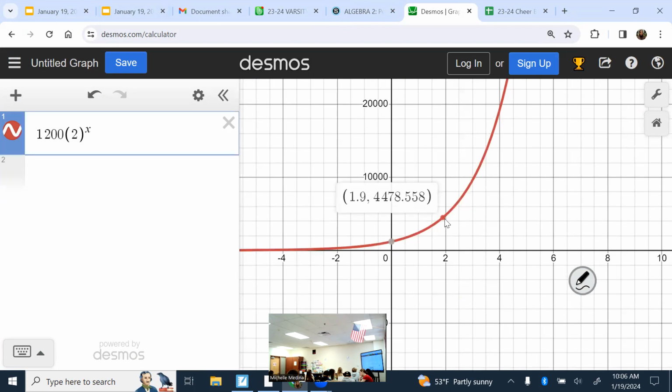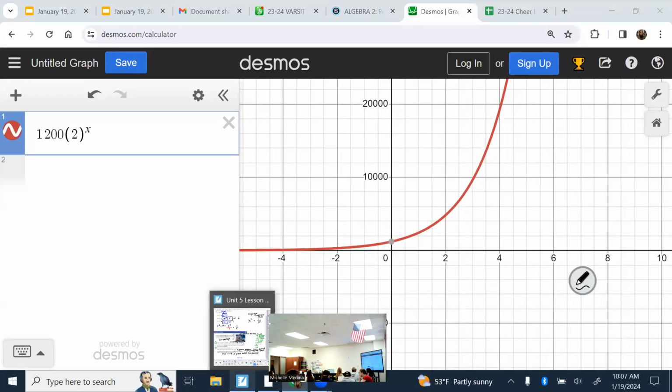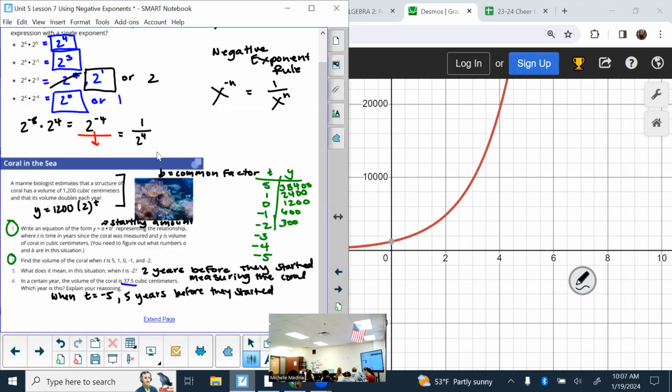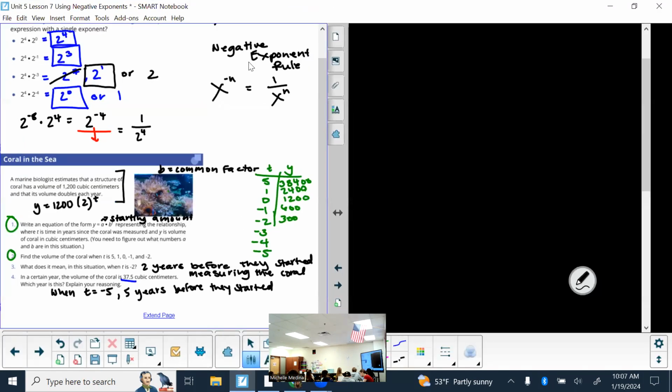So at year 2, it was 4,800. At year 1, it was 2,400. So it could solve some problems like that if you know how to fix the window. Yes? All right, so there's that. Just FYI, in case you want to use the graph, that's how you can use Desmos. Highly recommend you still get your own graphing calculator because you don't get Desmos on your state test for 9th grade.